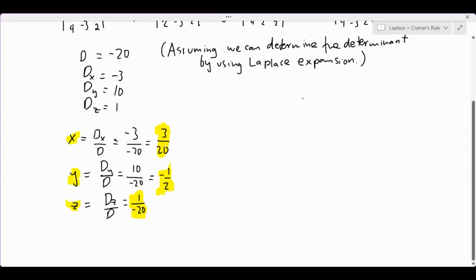So Cramer's rule is quite versatile and quite efficient, and it might be that it could actually be a faster way of solving a system of linear equations.